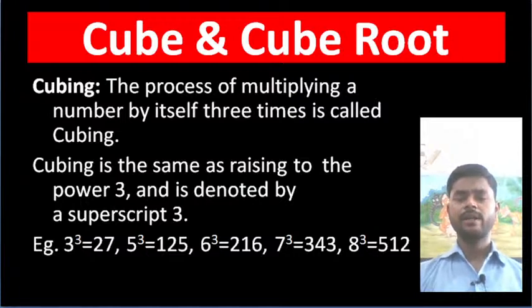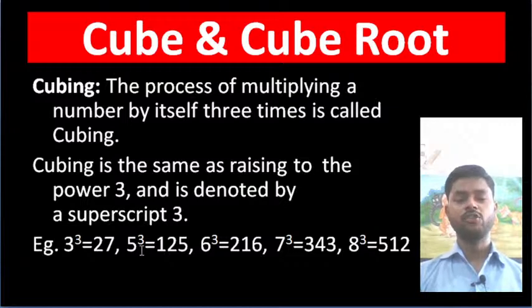Cubing is the same as raising to the power 3 and is denoted by a superscript 3, as you can see in the example here. So you can say cubing is the same as raising to the power 3. It means you can say 3 to the power 3 or the cube of 3 here. Cube is denoted by a superscript 3. Superscript means power on the number. So when you write 3 to the power 3, it is read as the cube of 3. So 3 to the power 3 or the cube of 3 is 27.